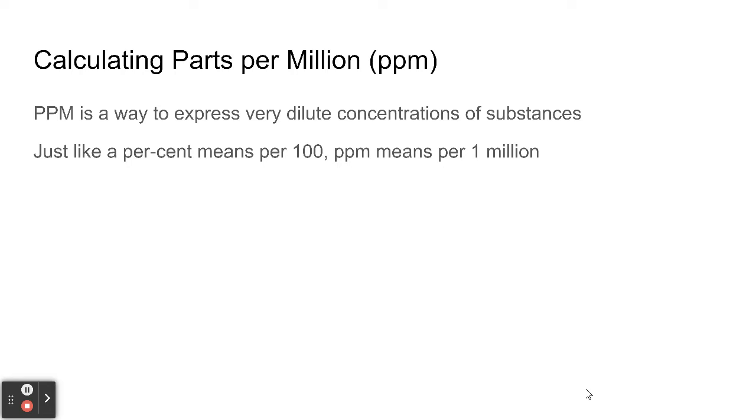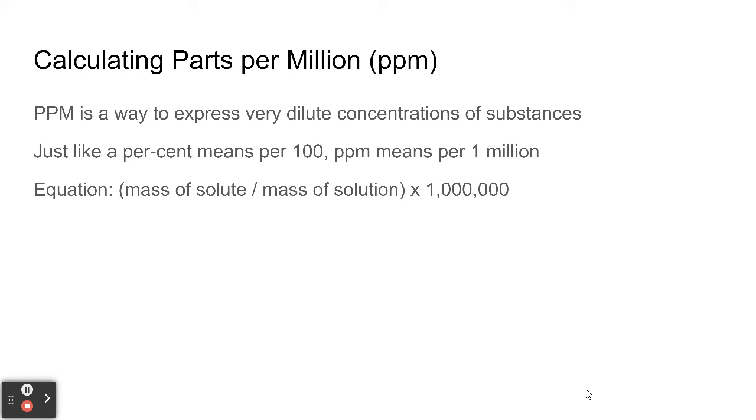So we have the term percent, and cent in Latin refers to 100. So per 100 is a percent. So ppm is per 1 million. So in percents, when we solve for percents, we know we multiply by 100. So when we're doing per million, we'll be multiplying by 1 million in this equation.